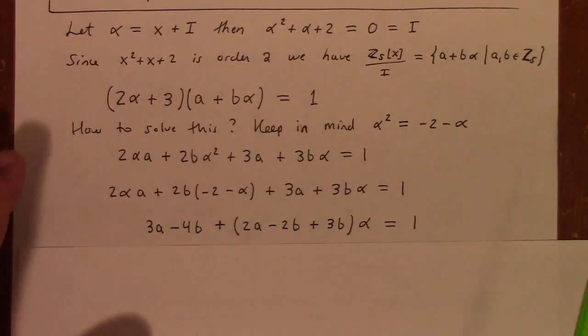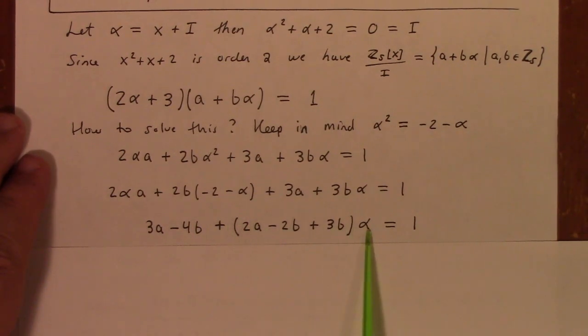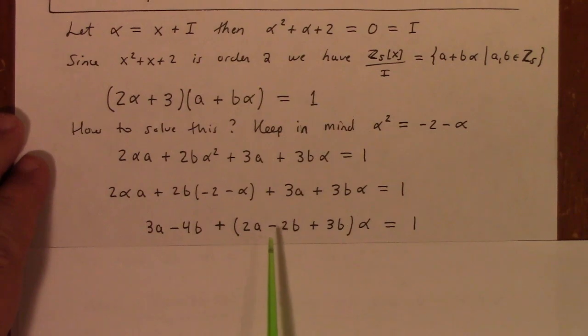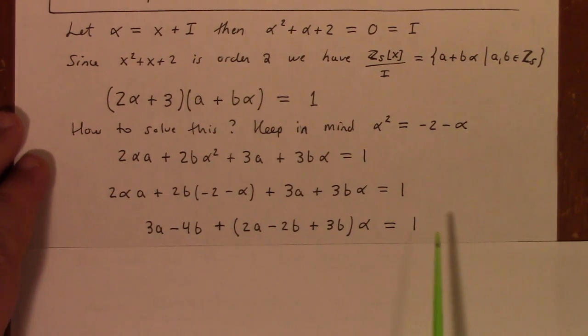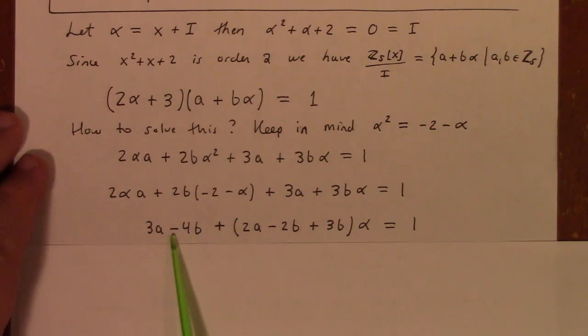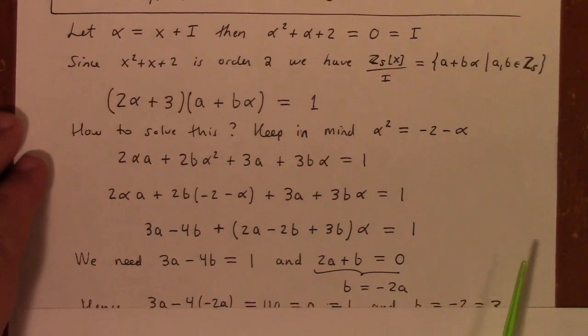So if I have an equation where I have something and then something else multiplied by alpha, just like with a complex number, the real and the imaginary parts are separately, independently linked to the right-hand side versus the left-hand side of the equation. Same thing's true here, but I get a pair of Z5 equations in this context. I need 3a minus 4b equals 1, and I need this coefficient right here to be equal to 0. Now notice that the minus 2 plus 3 is just plus b.